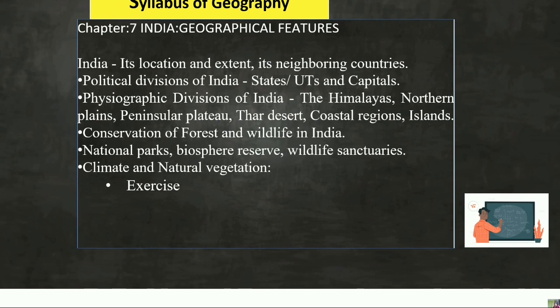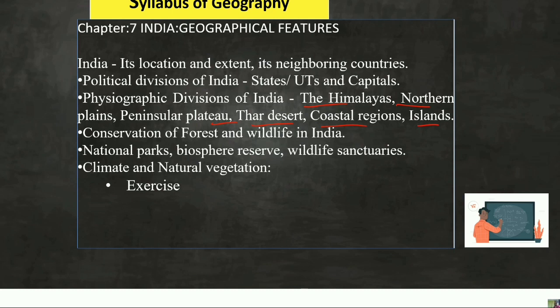Then the next topic is about India's geographical features. Here we will learn about the detailed location and extension of India as well as the neighboring countries. Also, we will learn about the political division of India and the physiographic divisions, such as the geographical features of the Himalayas, the northern plains, the peninsular plateau, the Thar desert, the coastal region, and finally the islands.